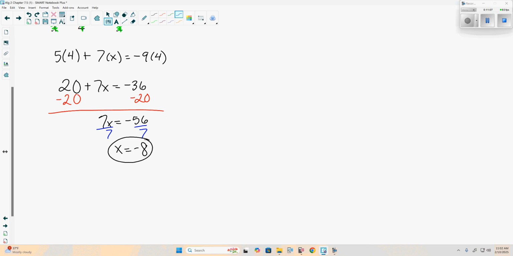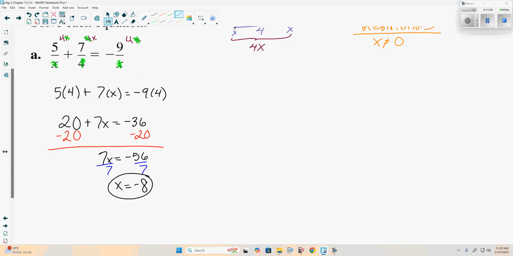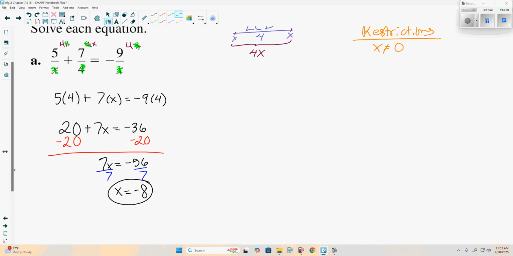Even though we do have 3 terms, 3 fractions, it doesn't make it any harder or more complicated. We just need to find that least common denominator between the 3 denominators instead of the 2. Questions on this so far?